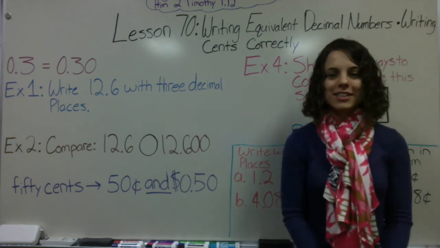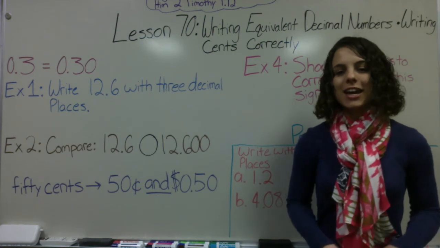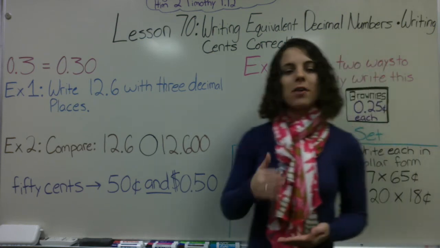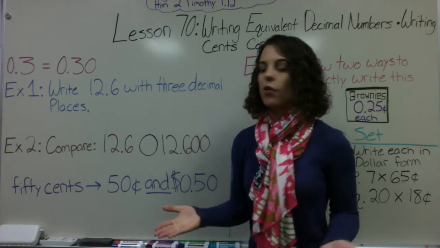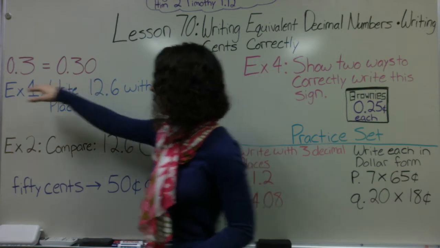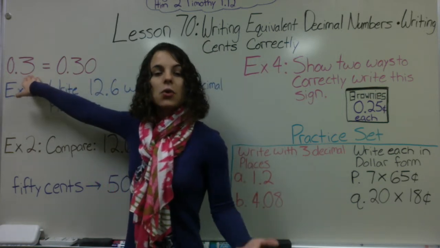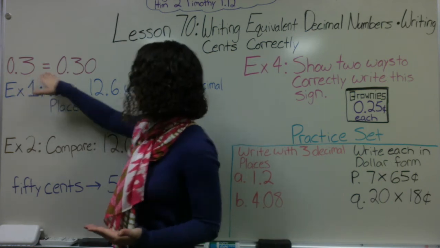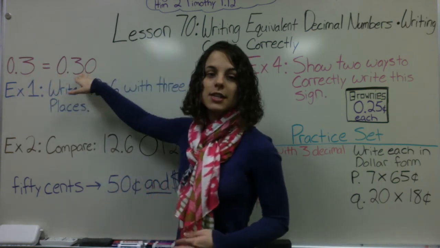Welcome to lesson 70. This is writing equivalent decimal numbers and also writing cents correctly. Now, we've kind of already gone over this slightly, and you probably have already done this in 4th grade. But one thing that we are going to look at is that if we have this decimal number, which we know to read as 3/10, we can write it as 0 and 30 hundredths. These are the exact same thing.